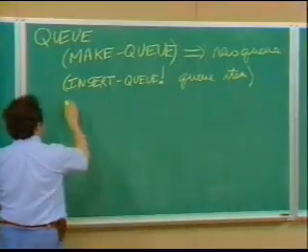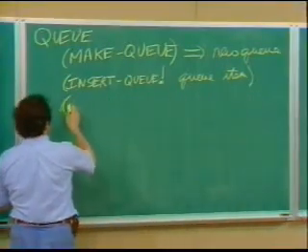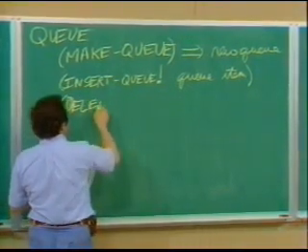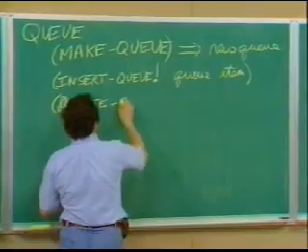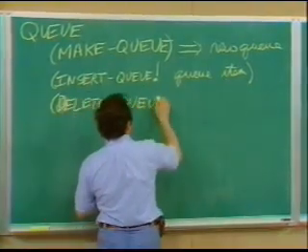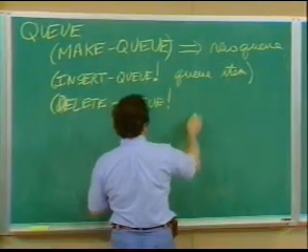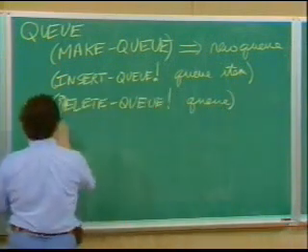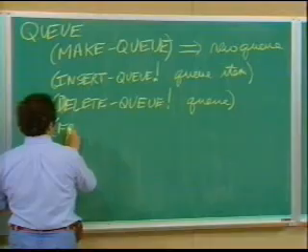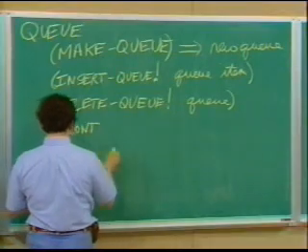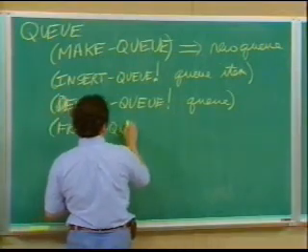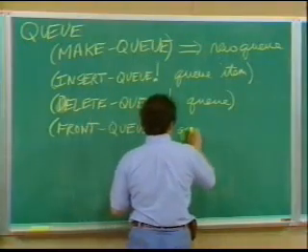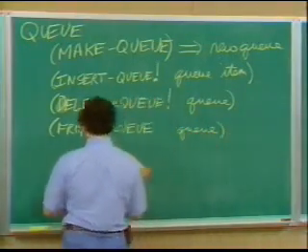I'm going to have to be able to delete from a queue the first item in the queue. And I want to be able to get the first thing in the queue from some queue. I also have to be able to test whether a queue is empty.